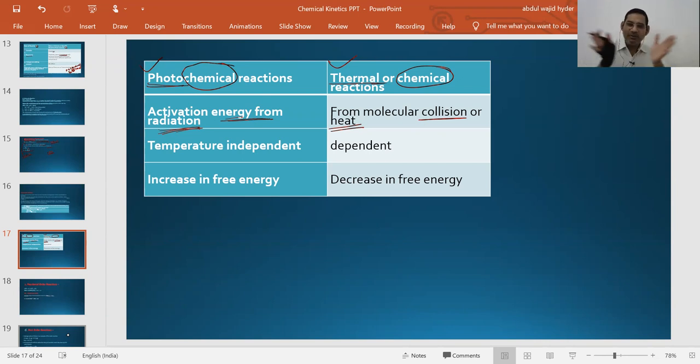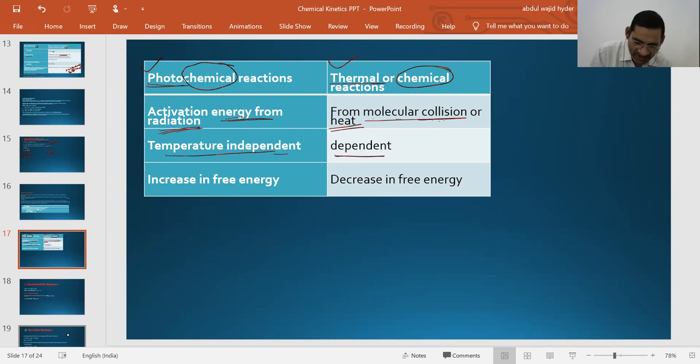Molecules will be continuously colliding, and because of that collision, certain energy will be released. That energy is called activation energy. One molecule will accept that energy and the second will lose energy. That is called molecular collision, and it is responsible for providing activation energy in thermal or chemical reactions. Photochemical reactions are temperature independent, and thermal or chemical reactions are temperature dependent.